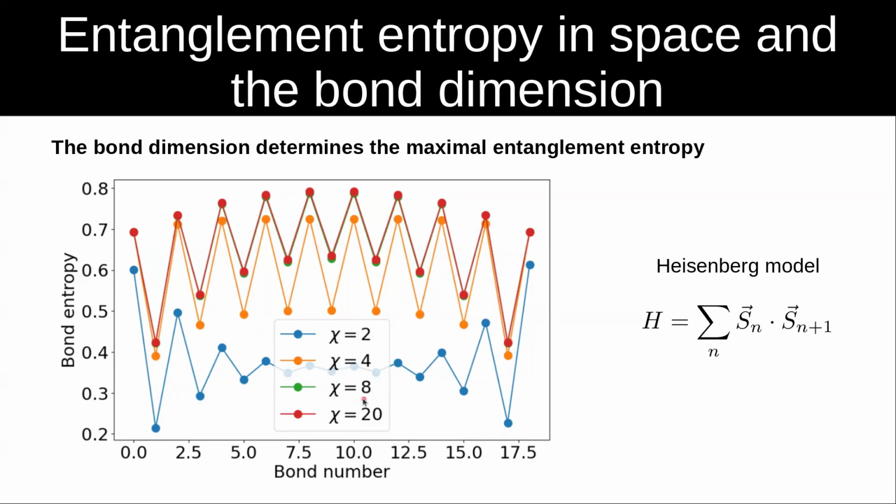So if you compare, for example, bond dimension equal to 8 with bond dimension equal to 20, you see that you describe roughly the same profile of the entanglement entropy. In other words, what you actually think is that the ground states for bond dimension equal to 8 and bond dimension equal to 20 are relatively similar, whereas they are pretty different from the one with bond dimension equal to 2.